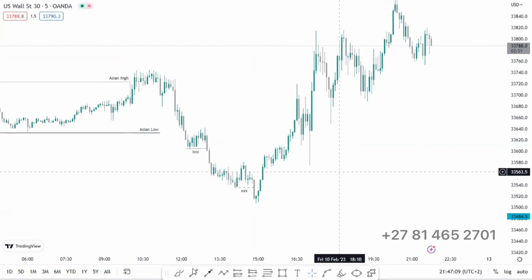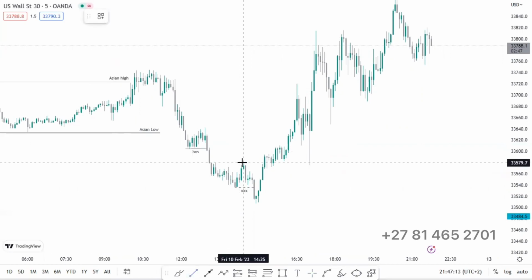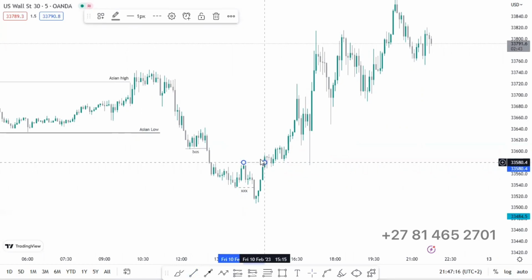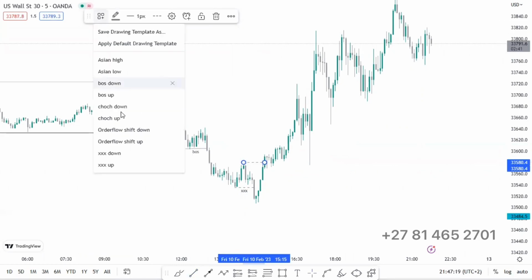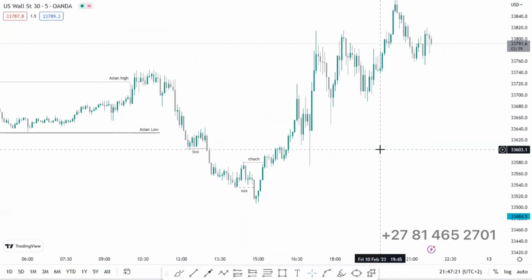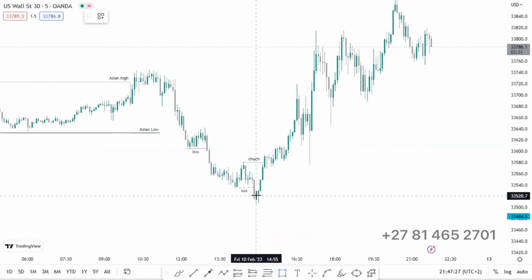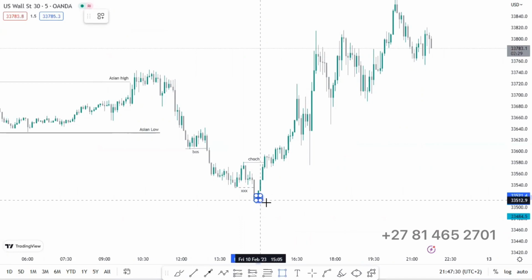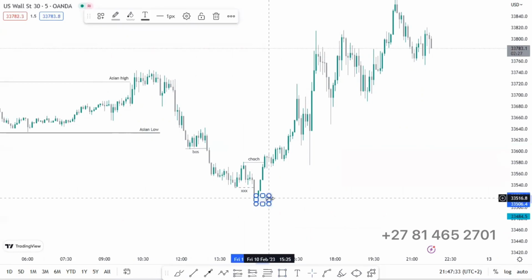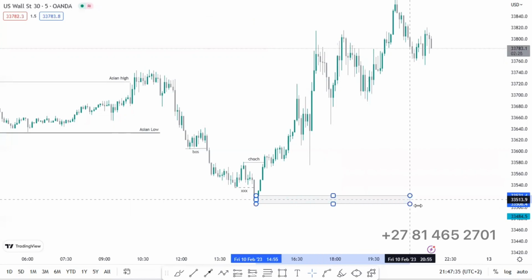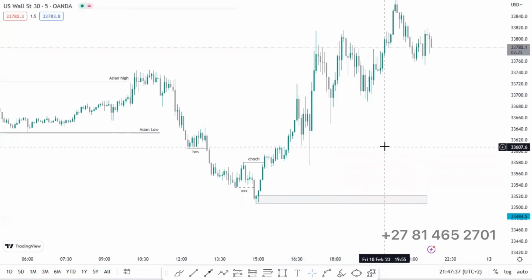And then after that, we just wait for a change of character, which is here. Here's our change of character, CHoCH up here. After we see this change of character, we can mark our order block. Yeah, there's our order block because it took some liquidity here. This qualifies as an order block right here. We mark that order block there.